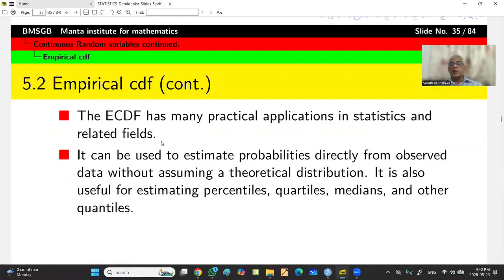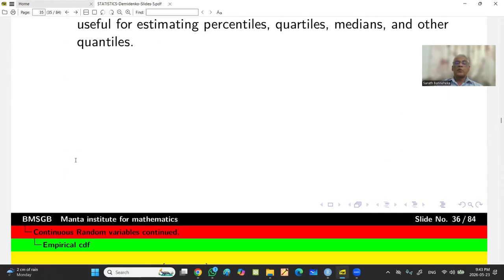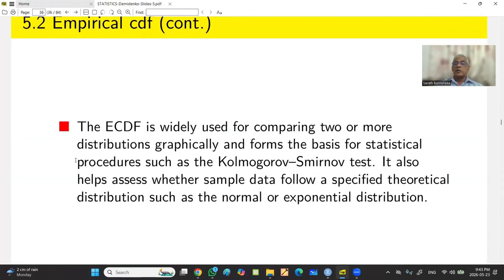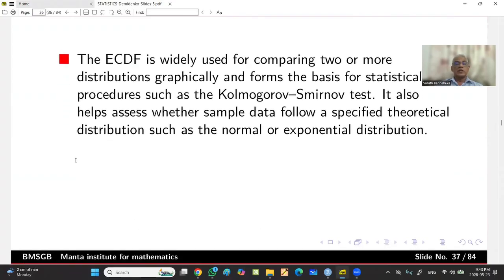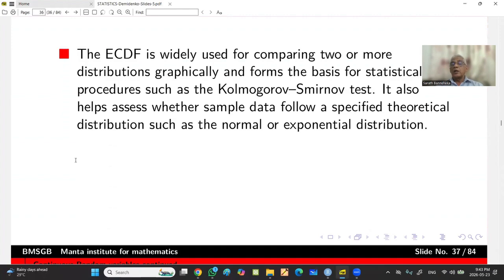So now quickly let me go through some applications of this empirical cumulative distribution function. In several areas, the empirical cumulative distribution function is used for various purposes. For example, when you have a data set, you can use the empirical cumulative distribution function to calculate some probabilities and also to calculate some quantiles. So that is the most preliminary application. But the empirical cumulative distribution function can also be used to compare the actual distributions of two random variables.